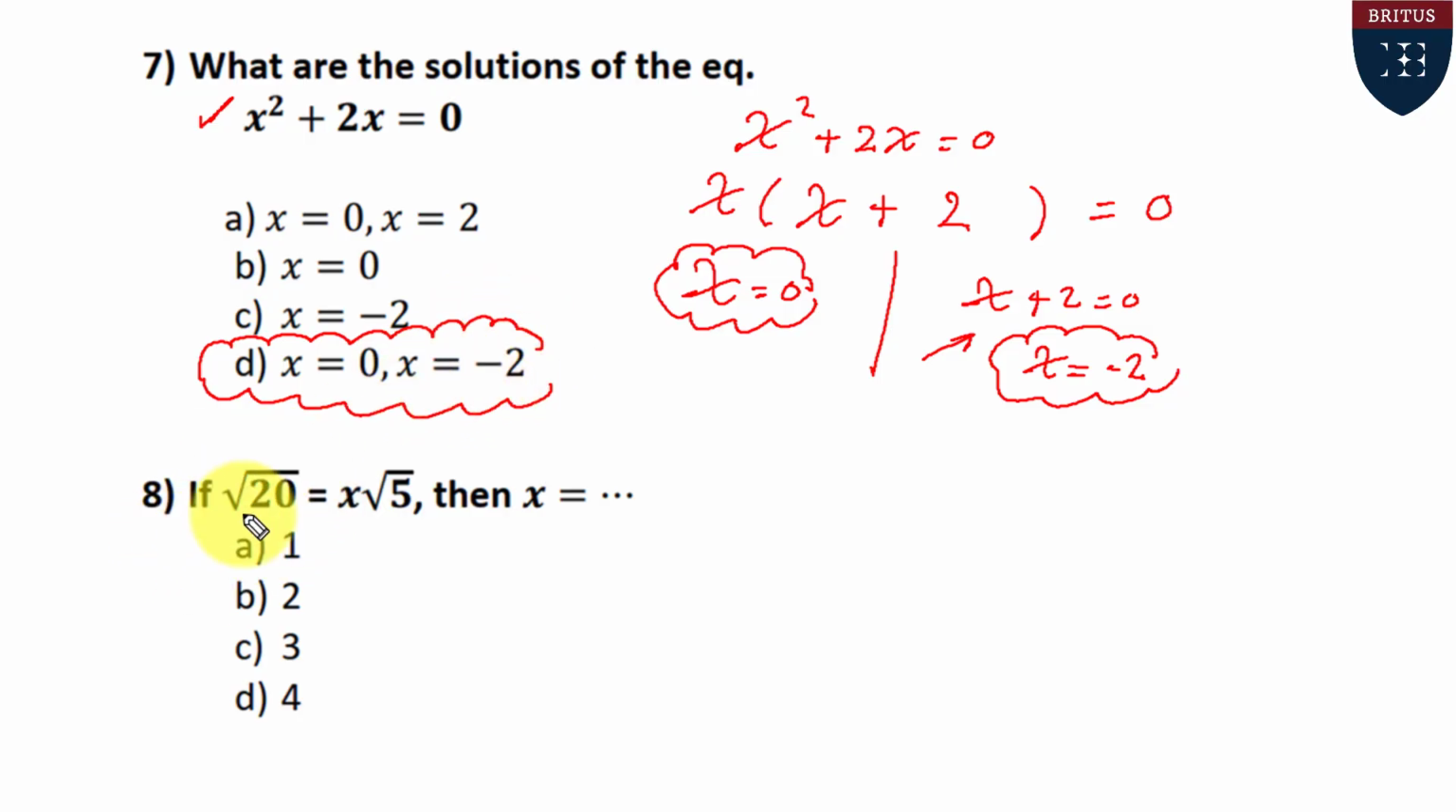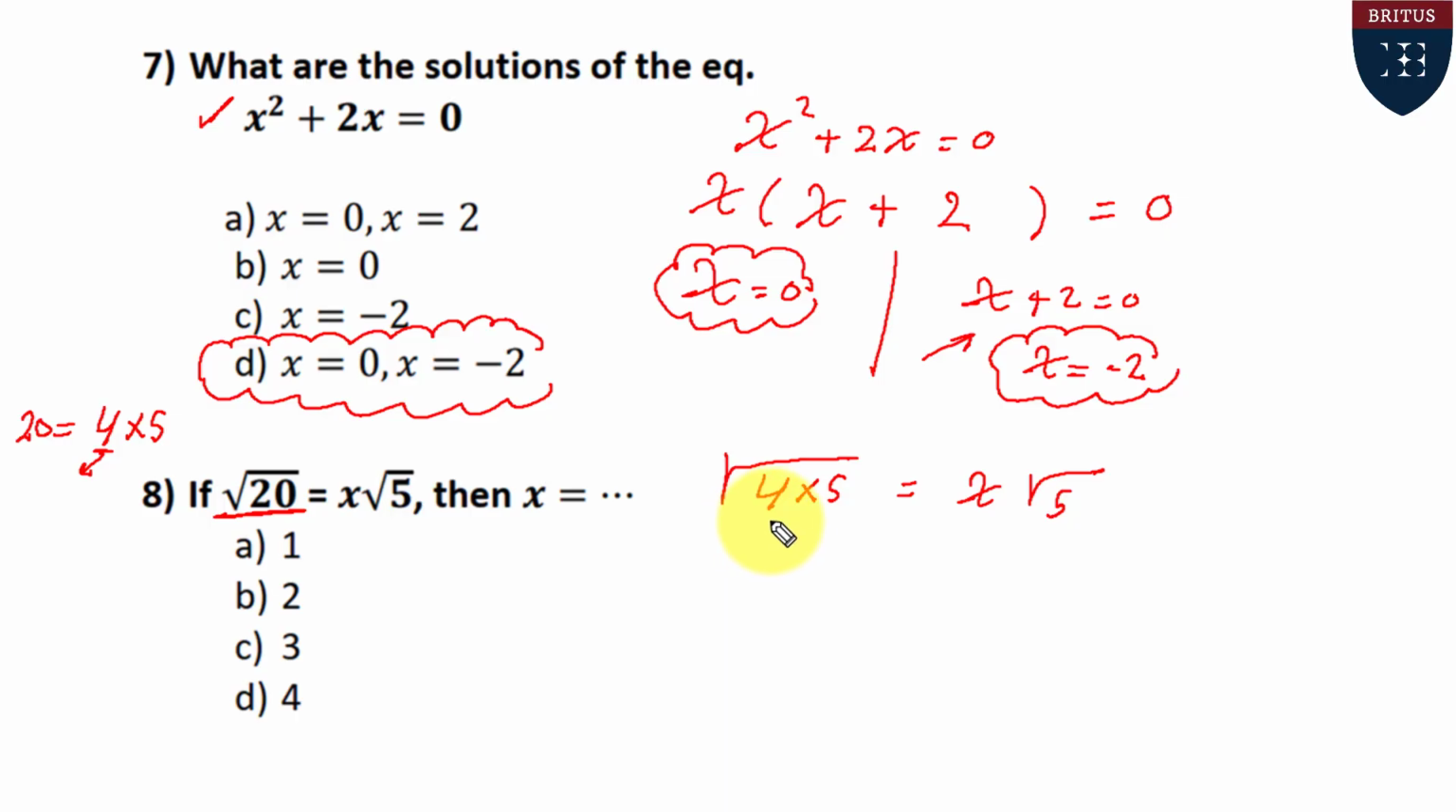Number 8, if root 20 is equal to x root 5, how can we find the value of x? It's easy. Just simplify root 20. Ask yourself, we can write 20 as what times what? As 4 times 5. The factor 4 is a perfect square, so we can write it as root 4 times root 5 is equal to x root 5.